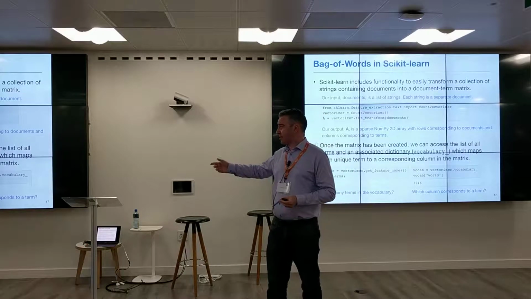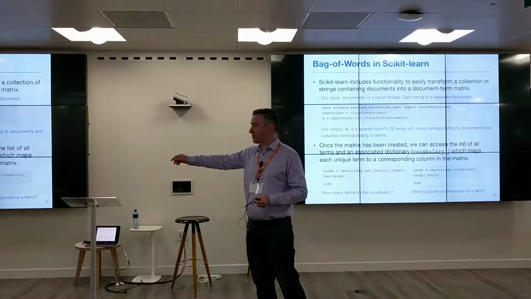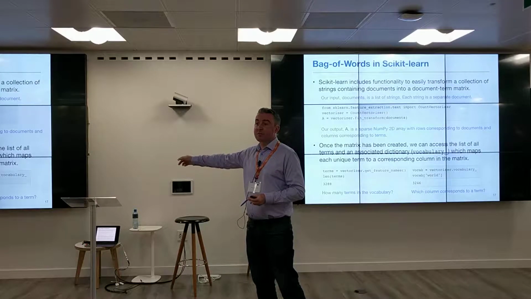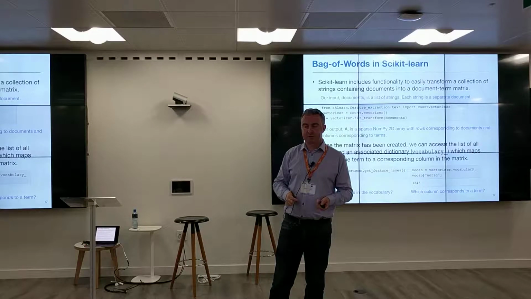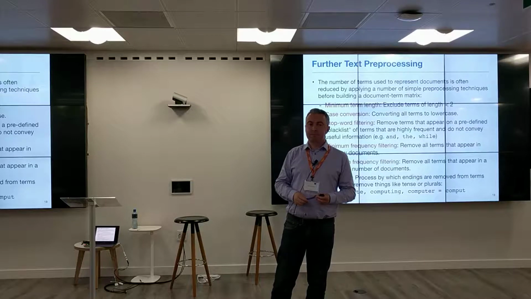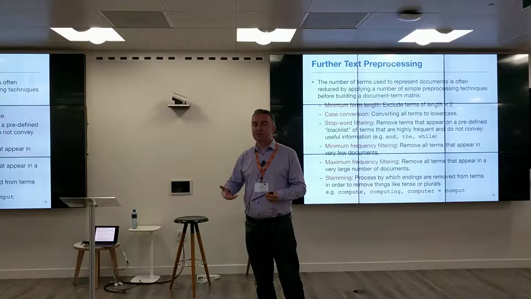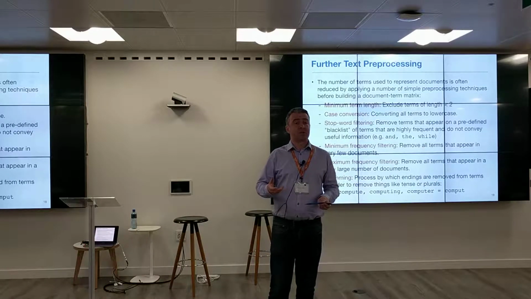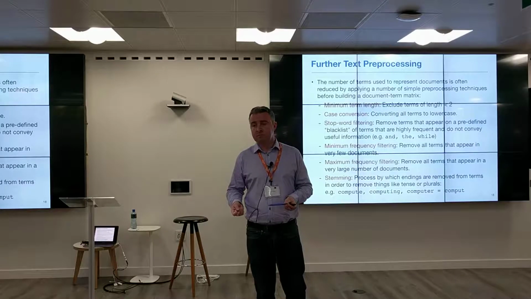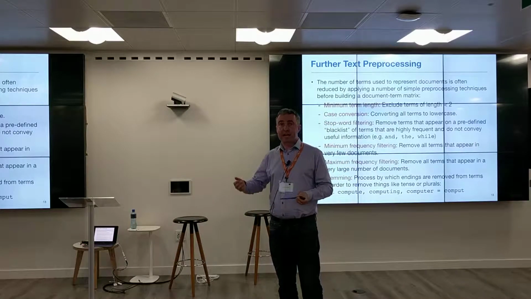Once the matrix has been created, you can access the vocabulary, either getting just a list of the terms or getting a dictionary where you can index in to find out what column in your matrix corresponds to a given term. There's a lot of things you can do beyond simply counting the number of words that occur in a given document, and there are things that you might do to reduce the number of words that you include. You might exclude terms that are less than a certain length.